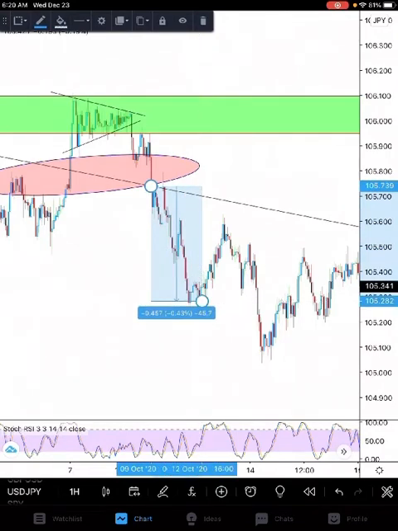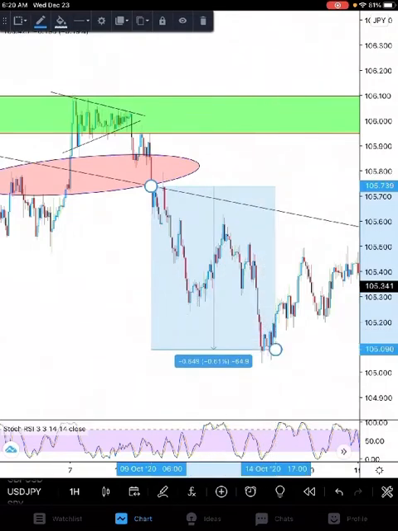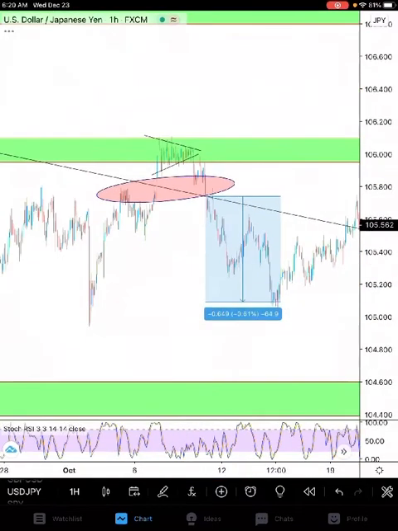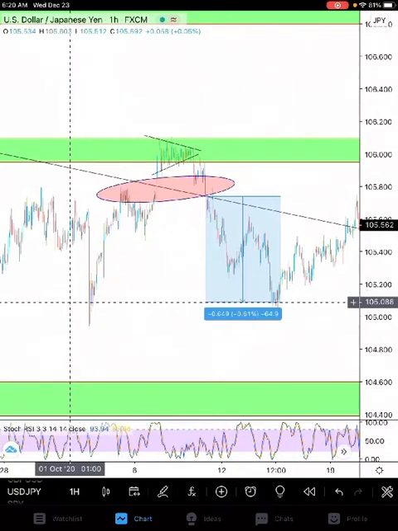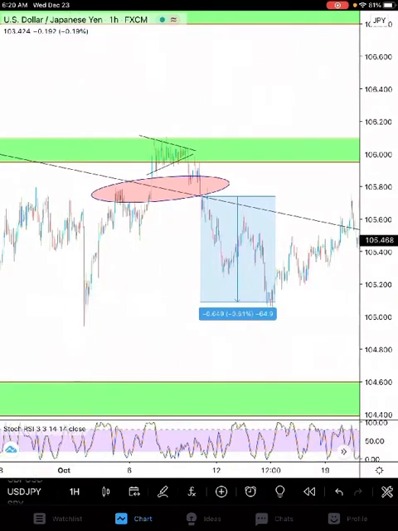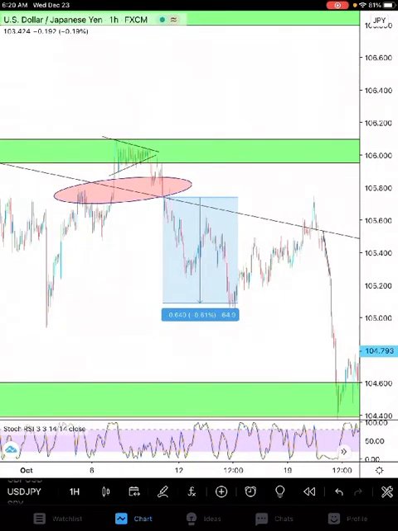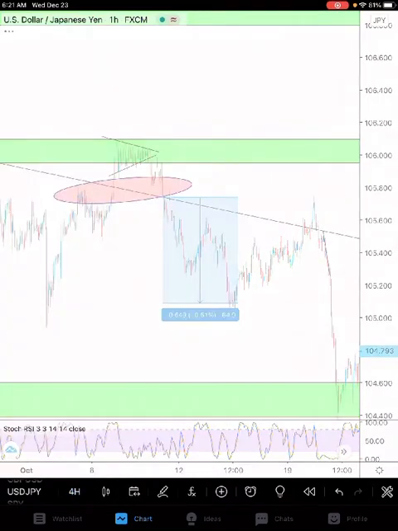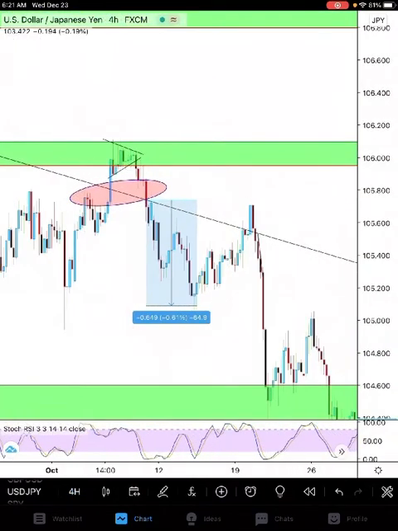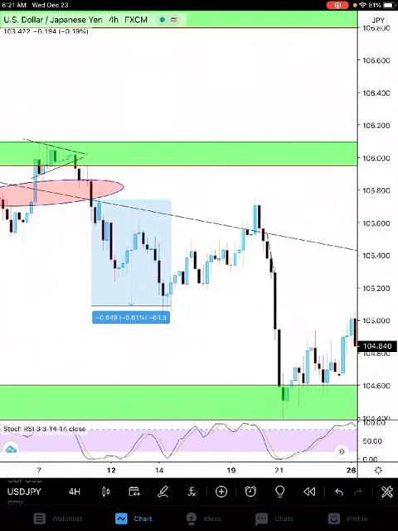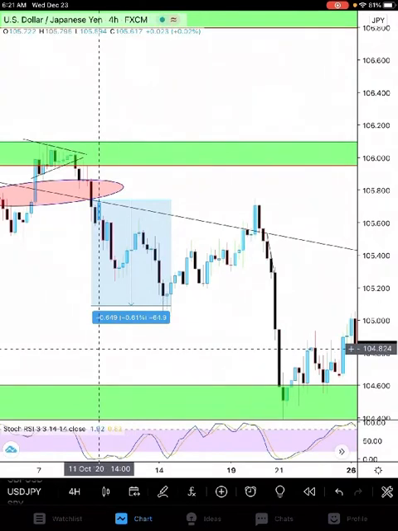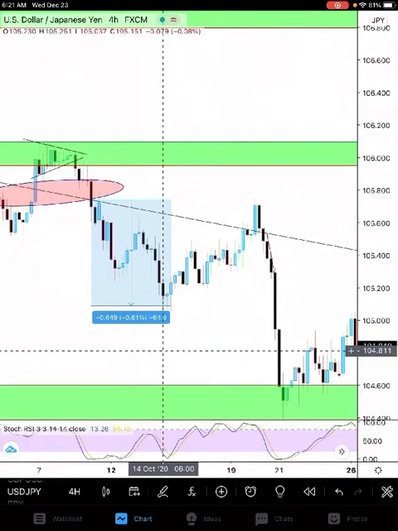Well, 40 pips. I mean, they go down all the way here, so you could have had a decent 50, 60 pip move for that. But the thing is, it took time to move that far. A whole lot of chop. This took 3 days to move 60 pips.